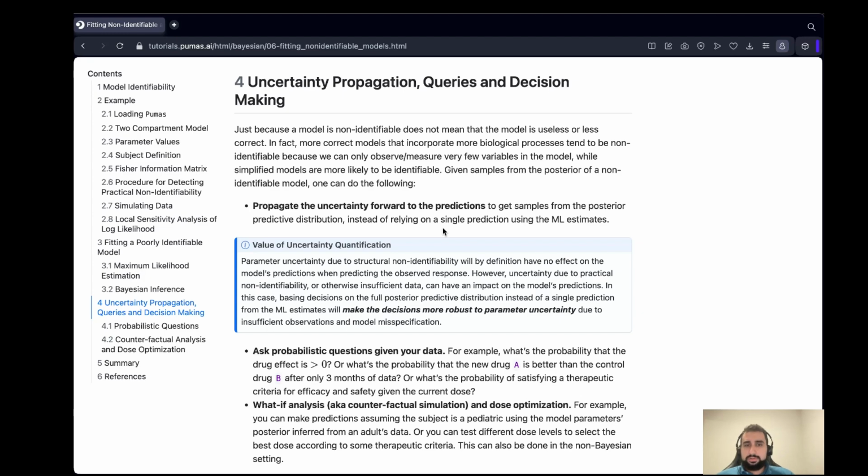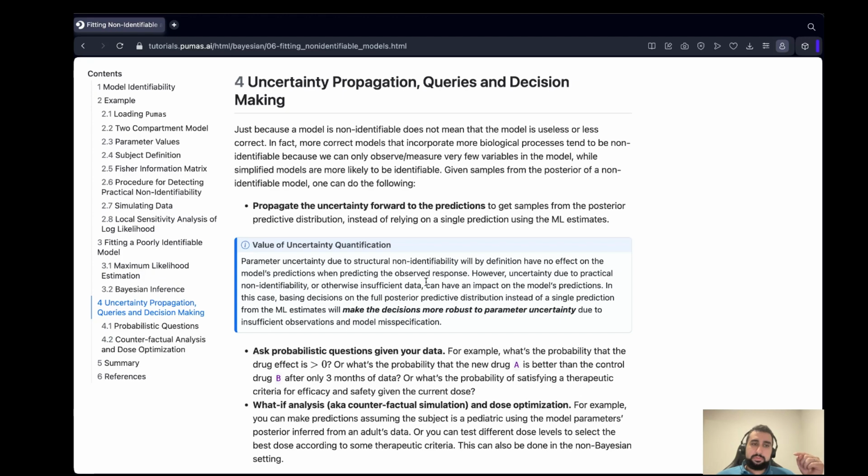So that's one scenario where uncertainty quantification or Bayesian inference would be very useful. The other scenario is if you have insufficient data in your models. The non-identifiability could be a mix of both: structural non-identifiability, but also insufficient data. In that case, the component of uncertainty that comes from insufficient data will have an impact on the model's predictions. For example, maybe I only did early observations of the patient. I only did observations for 1 day, and so I don't have that many observations yet.